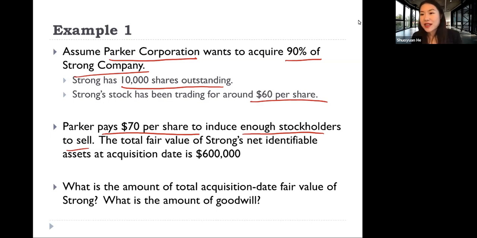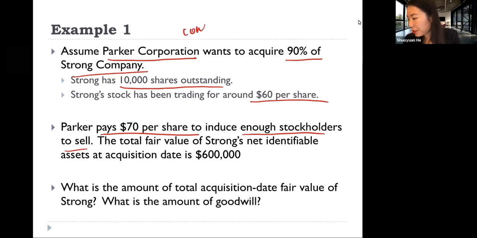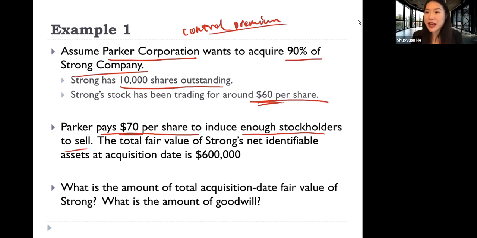Yeah, right. So this is the situation when we have a control premium. How much is this control premium? The parent is paying 70 for something which is actively traded for 60 per share, meaning that the parent, in order to obtain a controlling interest, is paying more. And paying how much more? Paying $10 more. So this $10 is the control premium the parent is paying.